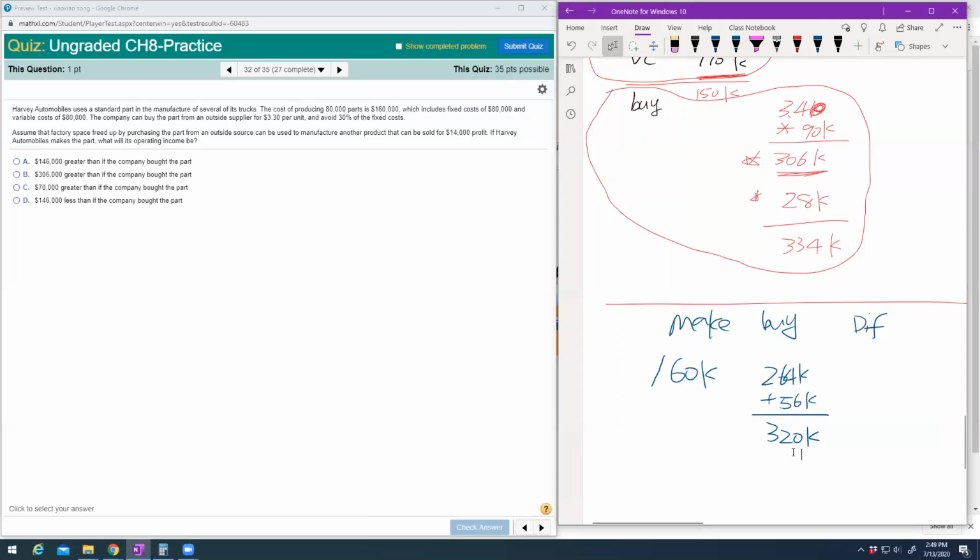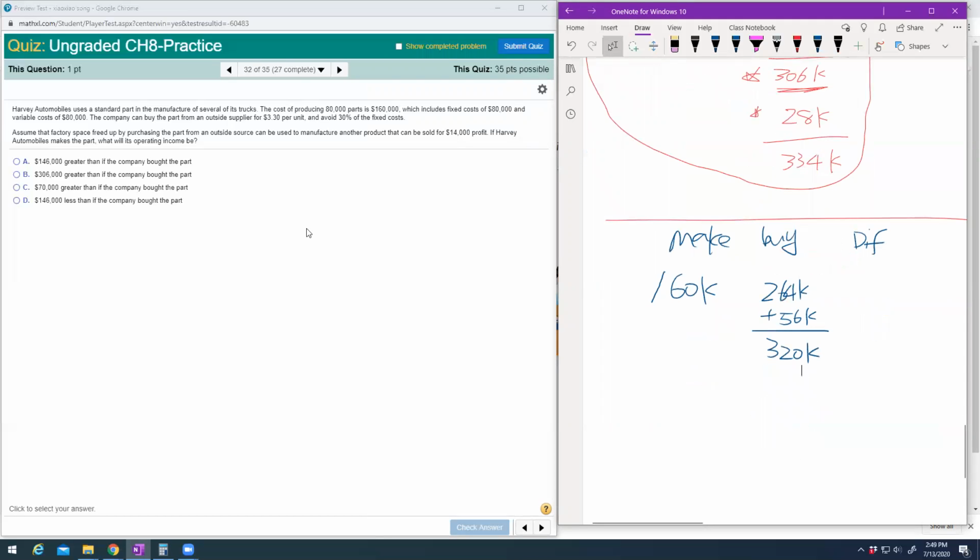But now if you buy, then you can free your space, and then you can do something else, and then you can produce 14,000 profit. As I said, there are two ways to work on it. The first way, based on your textbook, is if you buy, you can produce something else, then you can get 14,000 profit. So that will offset your cost.